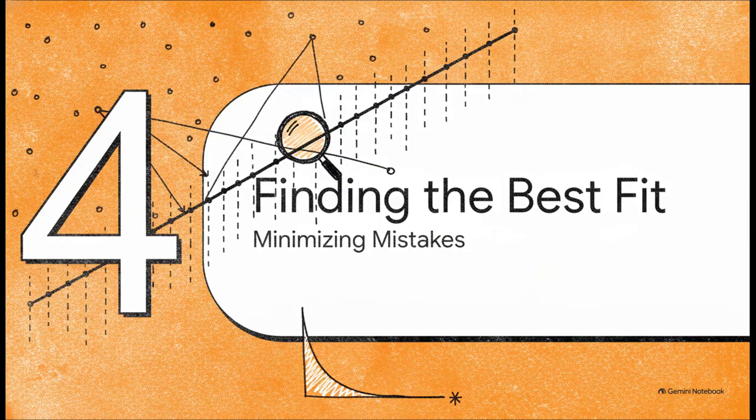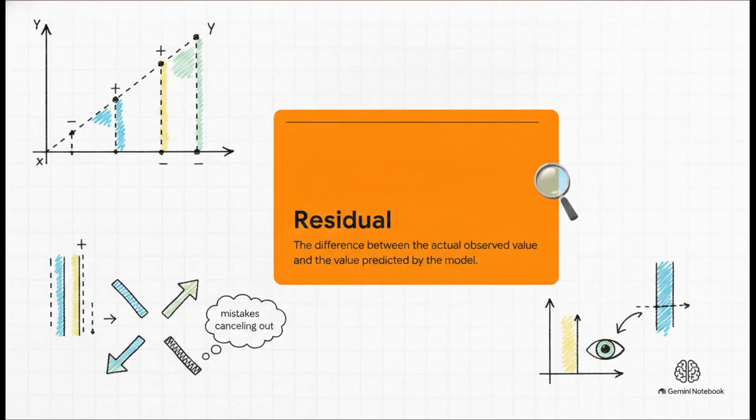Moving right along to Section 4, finding the best fit, minimizing the mistakes. Now you might be wondering, with hundreds of data points, how does the algorithm actually know which specific equation is the absolute best line to draw? It figures this out by looking at its mistakes, which in statistics we call a residual, or a prediction error. A residual is just the vertical distance between the actual observed data point and the spot on the line where the model predicted that point would be.